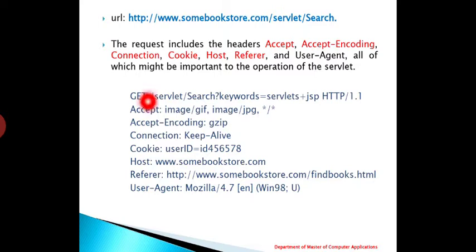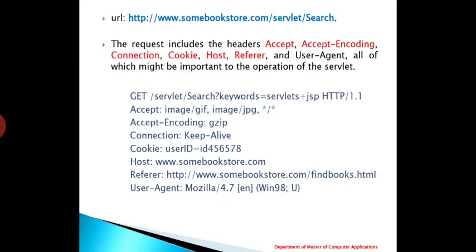The second thing is accept. You can see here, accept shows image/GIF, image/JPG. The accept header specifies the MIME type that the browser or the client can handle. Then next is accept encoding. This header designates the types of encoding that the client knows how to handle. Whatever content is there will be encoded, and the content encoding response header indicates that it has done so.